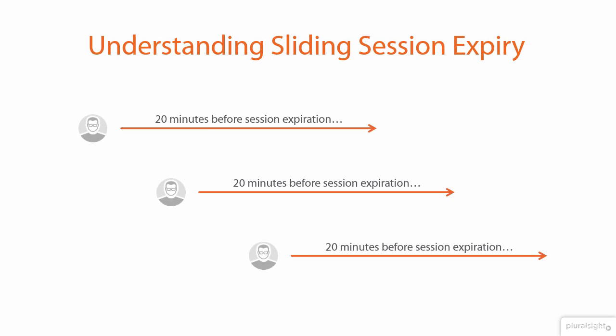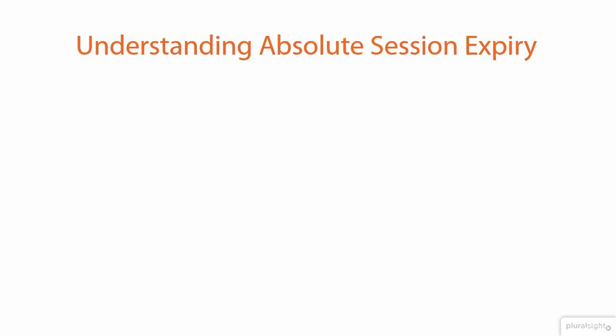Now the attacker still needs to get the session ID somehow. It needs to be leaked or obtained by an XSS attack or something like that, but it will still be valid for 20 minutes. Let's go and compare that to having an absolute session expiry. So here's the difference with an absolute expiry. Let's start the same way. User comes along, they've now got 20 minutes before it expires.